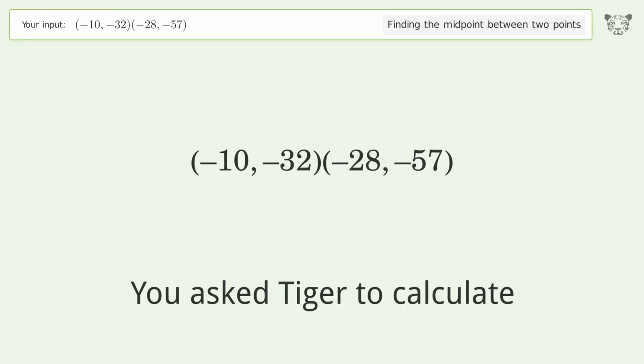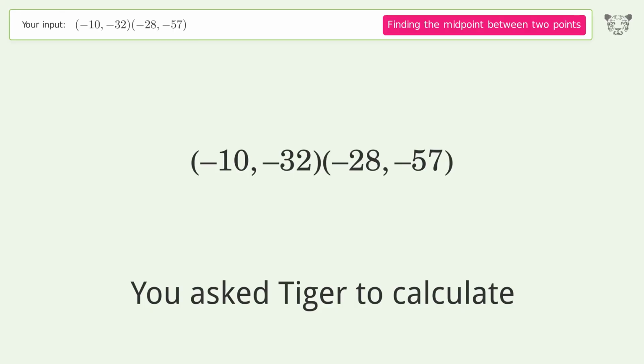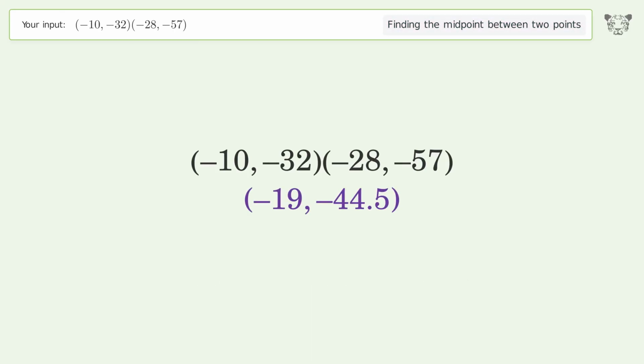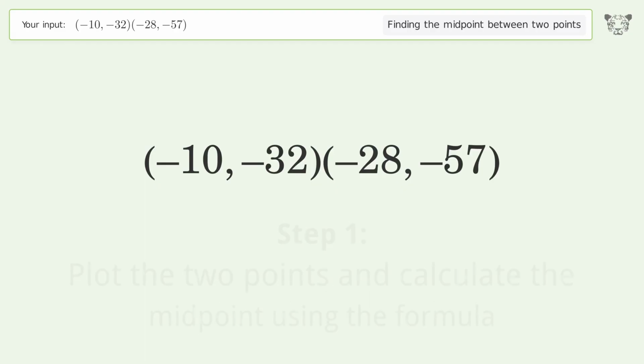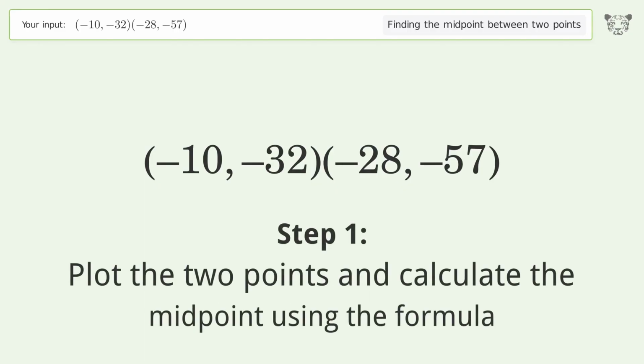You ask Tiger to calculate. This deals with finding the midpoint between 2 points. The midpoint between the 2 points is -19, -44.5. Let's solve it step by step. Plot the 2 points and calculate the midpoint using the formula.